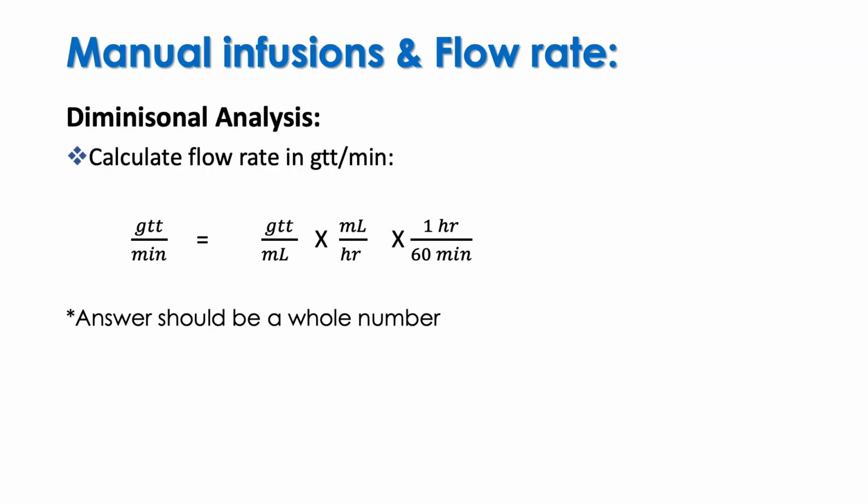Now we are going to look at calculating the flow rate of a manual infusion. To do this, we need to know three things, and we would get these from the order. We need to know the volume, or the milliliters of fluid that is supposed to infuse. We need to know the drop factor, which is located on the tubing packaging. Again, it can be 10, 15, 20, or 60. And then we need to know the time in minutes or hours.